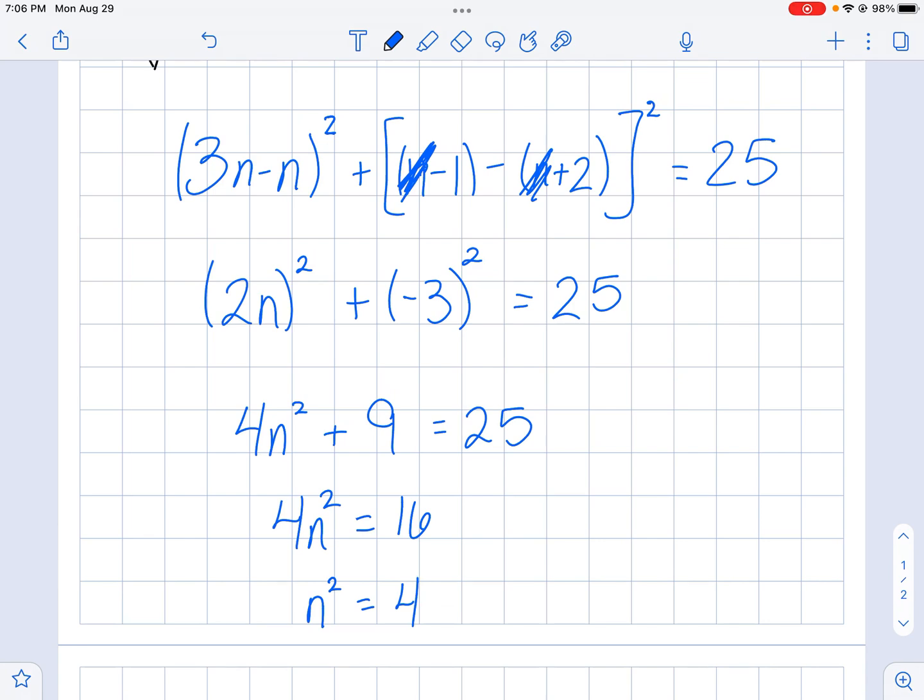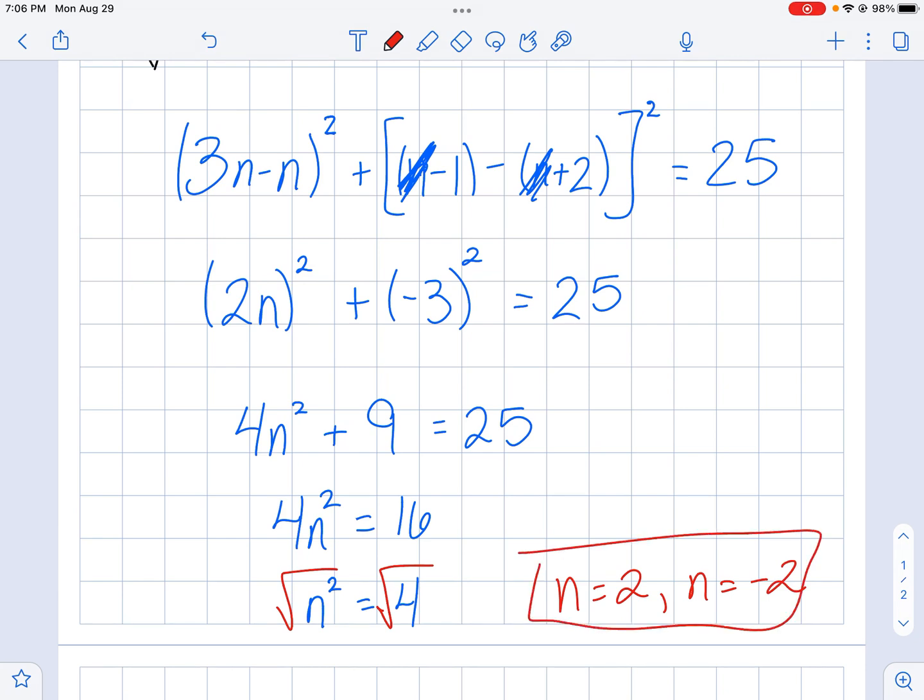And now again, we have to be very careful about this. When I take a square root, I don't always just want the principal square root, right? Sometimes I want the positive and the negative. So here, n could be 2. n could also be negative 2.